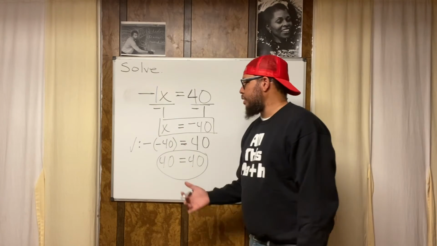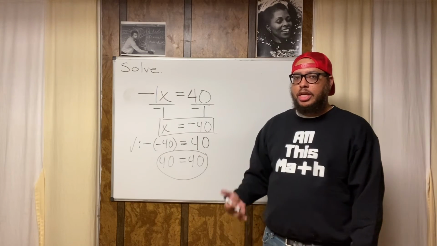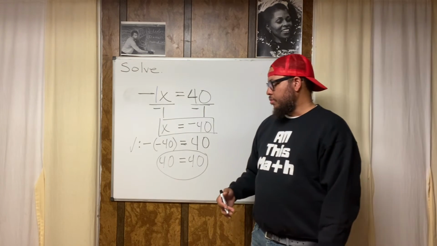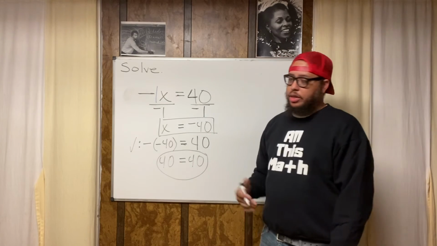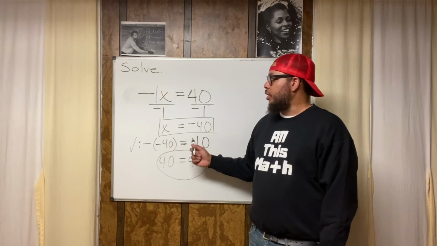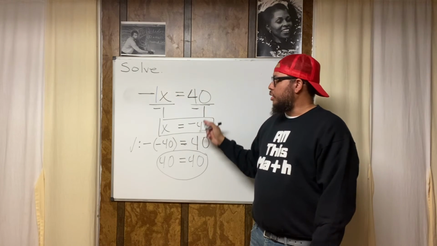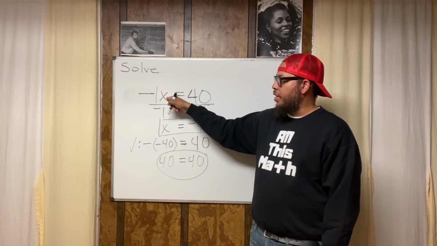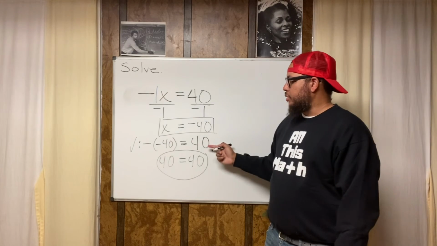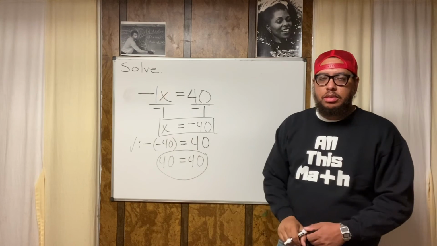So you should get into the habit of always checking your solutions. So if you think that x equals negative 40 is the solution, cool. Prove it. Prove it by checking your work. Go back to the original equation, take your solution and substitute in for the variable, and then see what happens. See if it gives you a true statement.